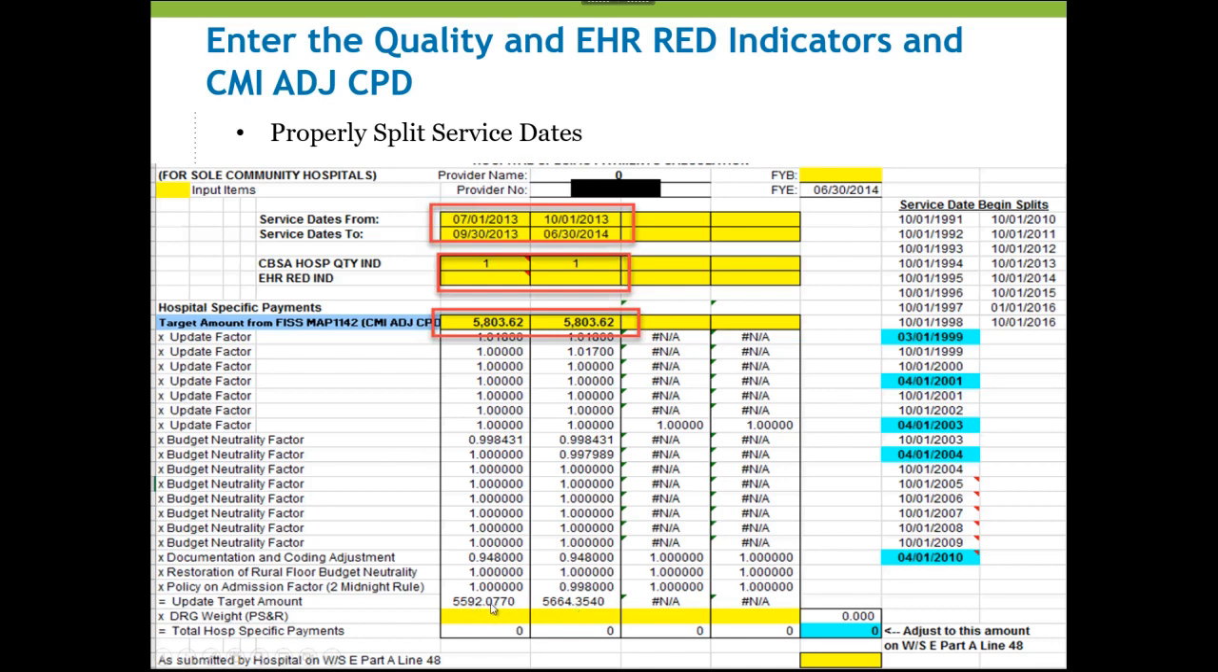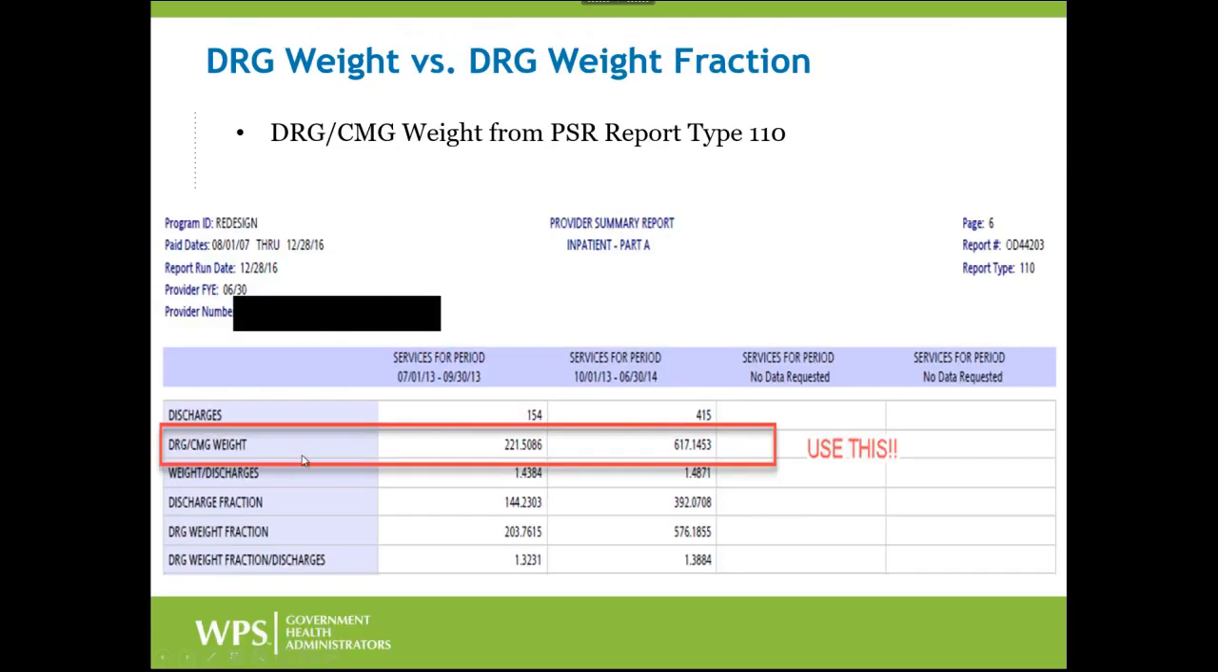Now that's not the amount we're using. That's just the hospital-specific payment for one discharge. Notice down beneath it, we have the DRG weight from the PSNR that we need to get. Here again is where that DRG weight comes from: the PSNR report type 110. We have to have the proper splits before and after 10/1. Now notice it is the DRG weight, not the DRG weight fraction. The DRG weight fraction is transfer adjusted. We need to use the raw DRG weight.